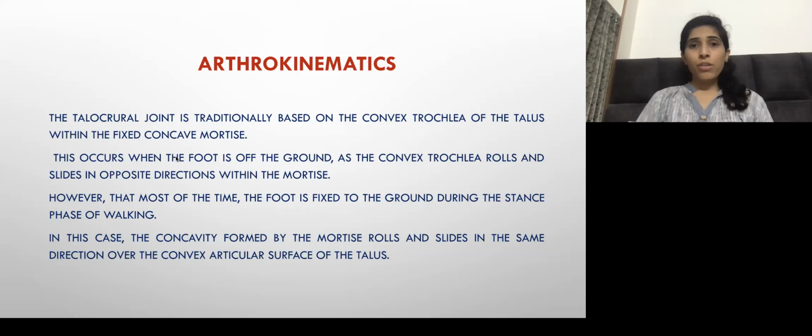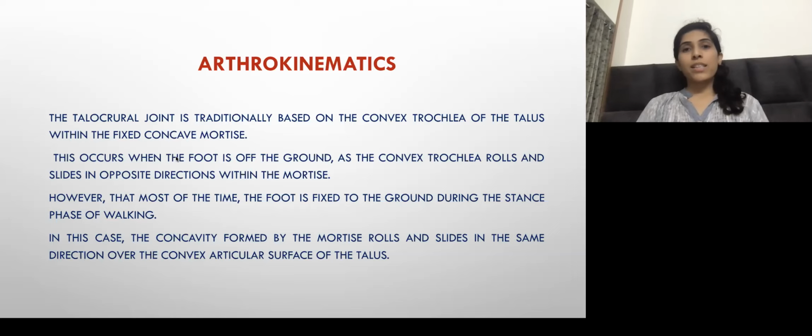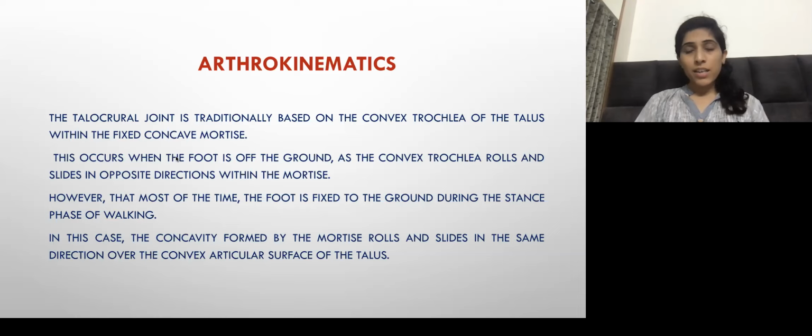So, as we all know, whenever the convex surface is moving on the concave surface, the rolling and sliding will be in the opposite direction. Whereas whenever the concave surface is moving on the convex surface, rolling and sliding will be in the same direction. And it is based on the concave convex rule, right? So for the talocrural joint, the proximal articulating surface, the tibiofibula, has a concave surface, and the talus has a convex surface.